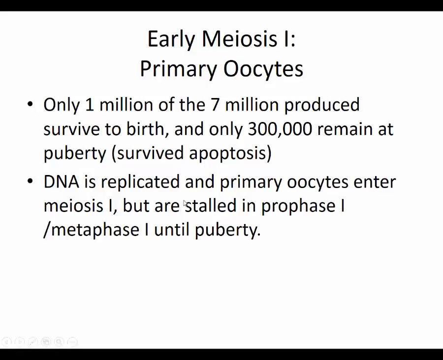So what happens then is the primary oocytes enter meiosis 1, but they're stuck in prophase 1, metaphase 1 until puberty. So this development, this meiosis is occurring during childhood, but it stops until puberty. So it's stuck in that prophase 1, metaphase 1 phase.